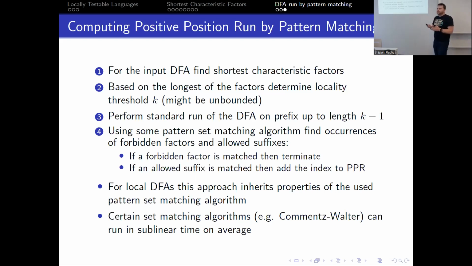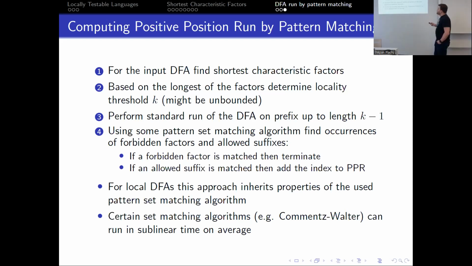If it is not local, then the k is unbounded, and this step to make a standard run for the prefix is going to be for the entire string. So then I will have pretty much no benefit. But for the local DFAs, this algorithm will inherit the properties of the pattern matching algorithm that was used. And we know that certain pattern matching algorithms, or pattern set matching algorithms, have some interesting properties.